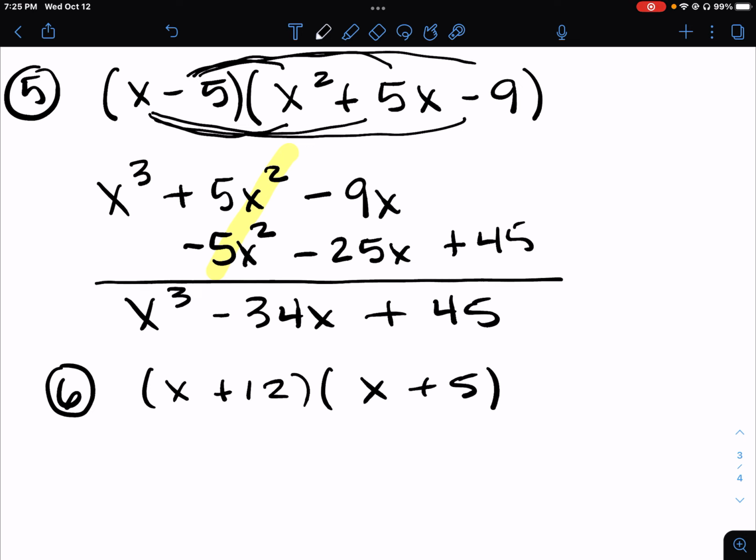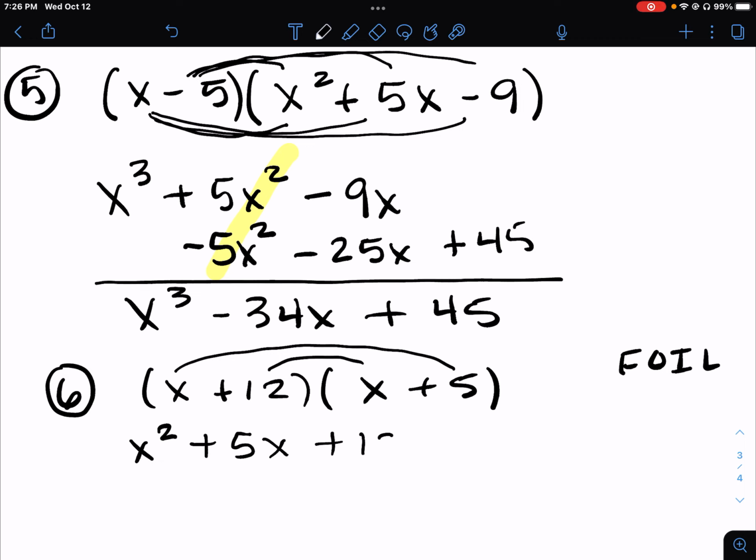Number 6, we're multiplying. They both have 2, so that is FOIL. The F stands for first in each of them, X times X. The O stands for the outside, X times 5. The I stands for inside, 12 times X. The L stands for last, 12 times 5. These are like terms. Now we're adding, not multiplying. 5x's plus 12 more x's are 17x.